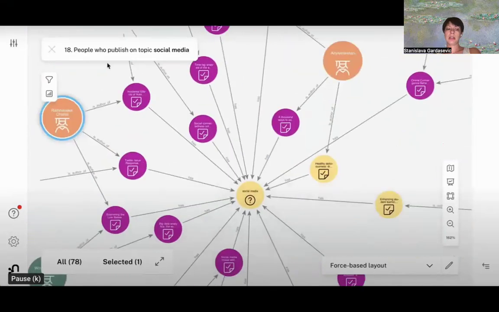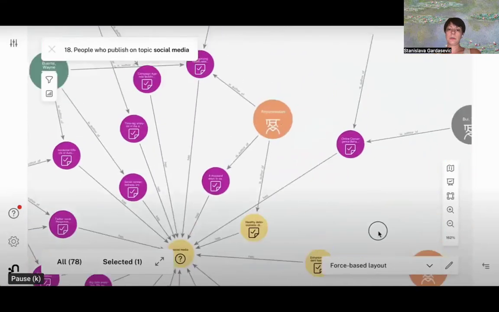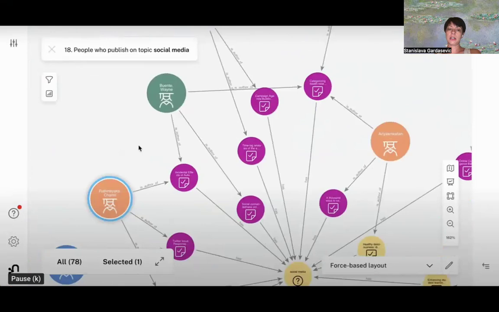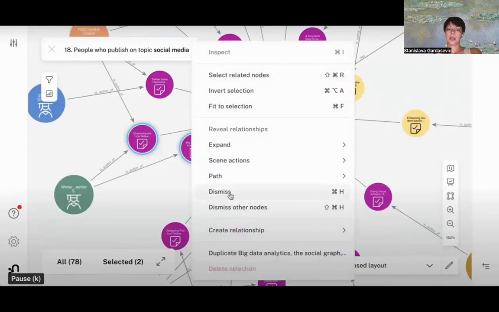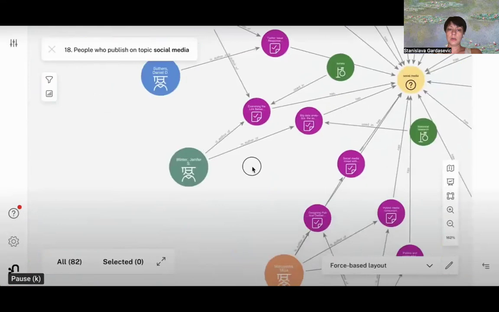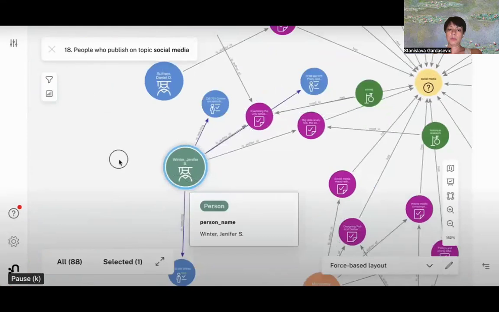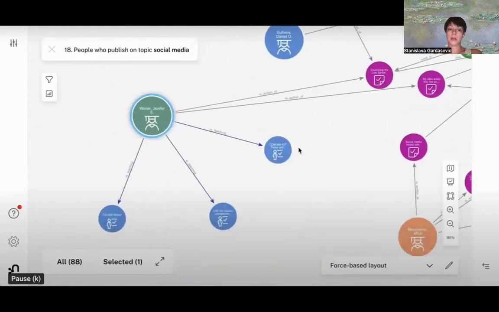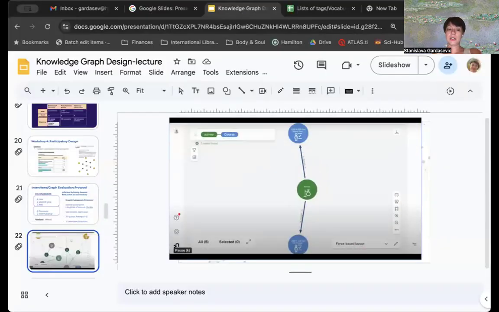Another query is asking people who publish on the topic of social media. This is an alumni who are publishing on that topic, but there are some professors too. The purple ones, the pink ones are the papers. So you can go inside each of the paper and expand, see other stuff in them, like methodologies that were used. So this is a survey, this is a historical research. And then let's say you pick one professor and want to explore more about them, see which courses she is teaching in order to maybe get to know her better and so on. So this is just a short demo.